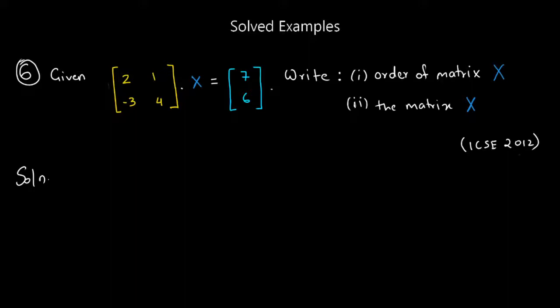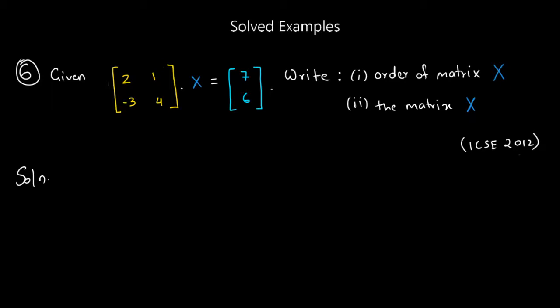Let's solve another sum on matrix multiplication. We've been given a matrix here in yellow. It's 2, 1, minus 3, 4 into a matrix X, an unknown matrix X. And the product of these two matrices is equal to 7, 6. We need to write the order of the matrix X and the matrix X.